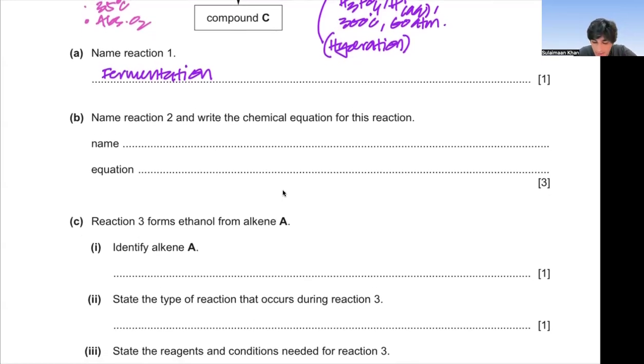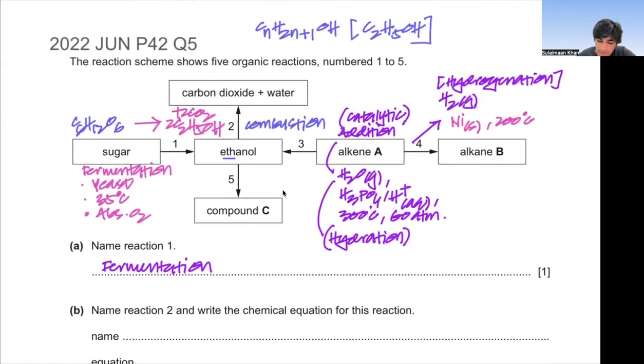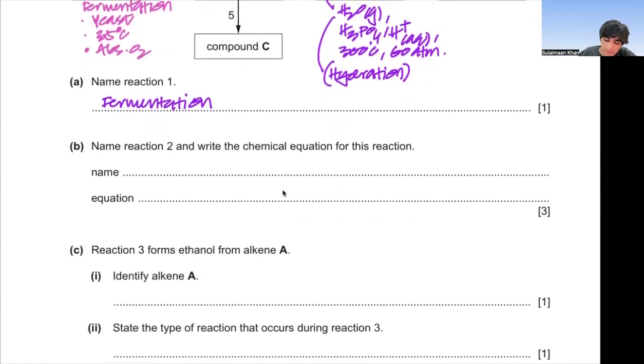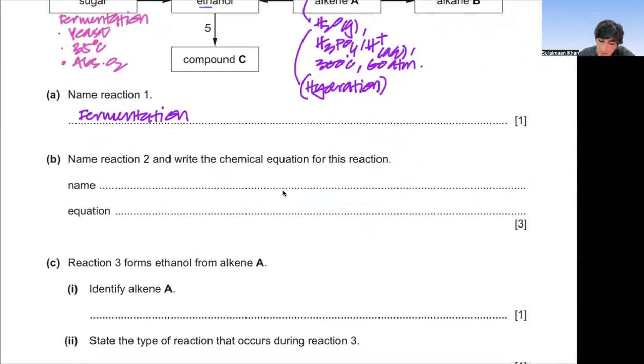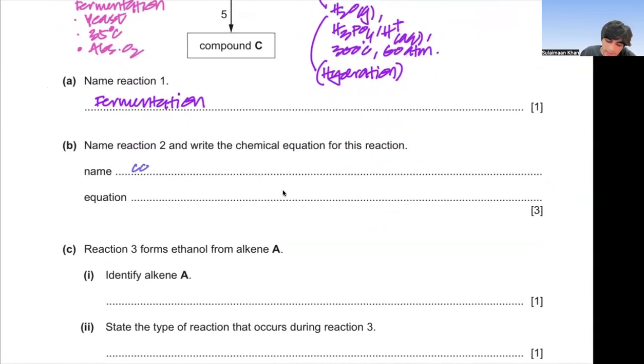Name reaction 2 and write the chemical equation for this reaction. So reaction 2 is called combustion. And which type of combustion is this? It's effectively complete combustion. If it were incomplete combustion, you would end up with carbon monoxide and water. So I'll just call it combustion because he's saying name the reaction. You don't need to write complete. If you want, you could write this in the bracket, complete combustion, but no need.